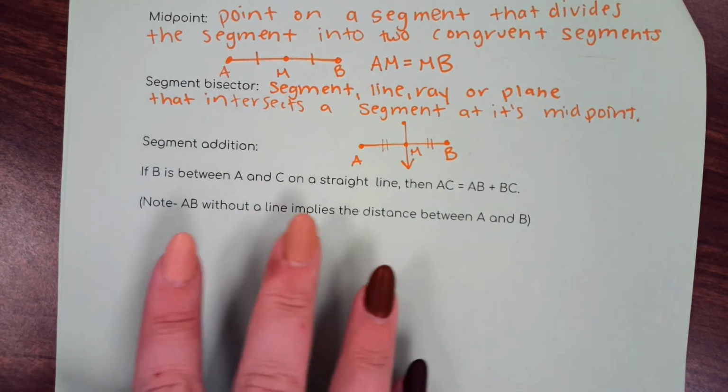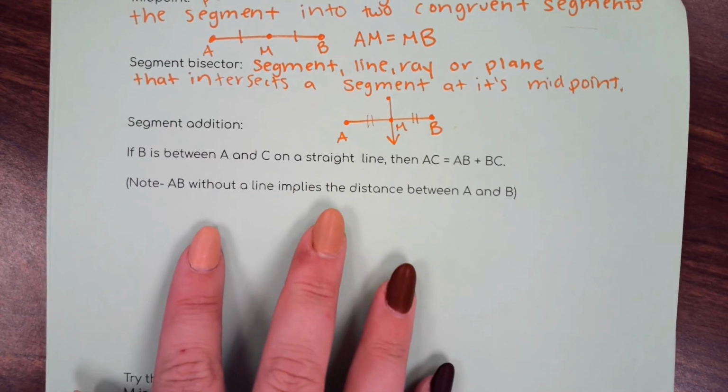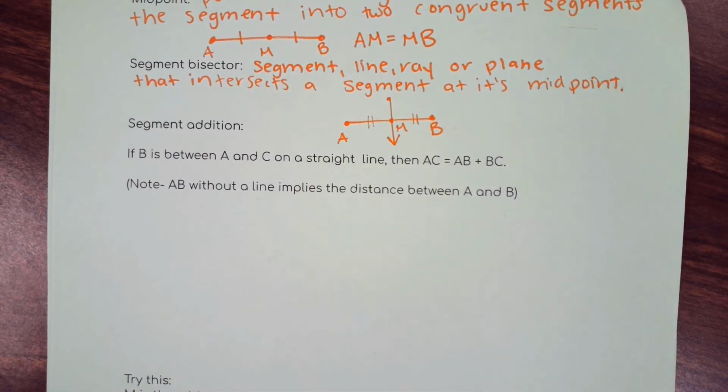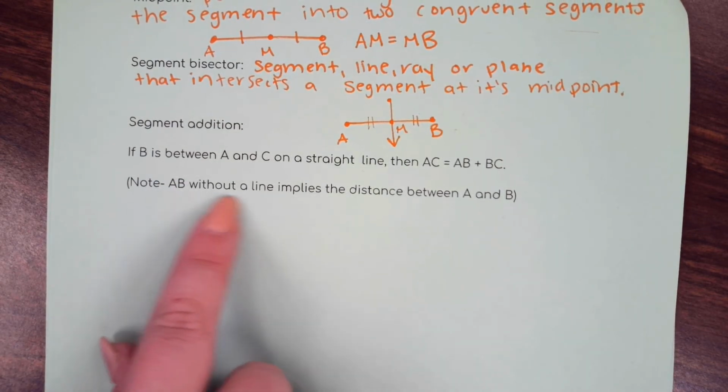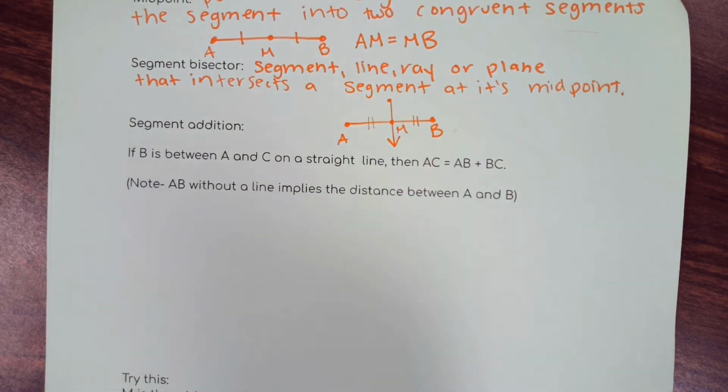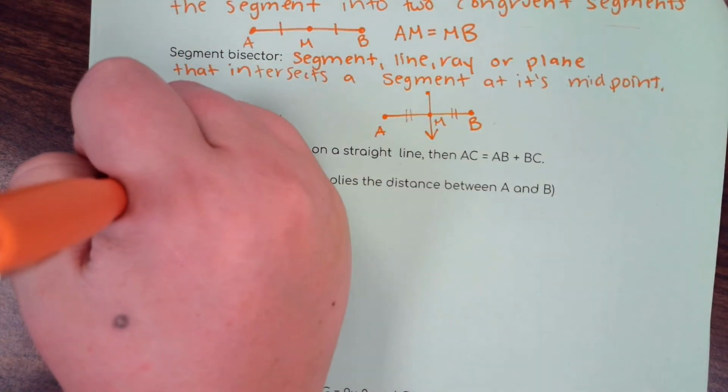All right, so this brings us into segment addition. So segment addition says if B is between A and C on a straight line, then AC equals AB plus BC. And there's just what I said before about AB without a line implying distance. Let's put this into practice.